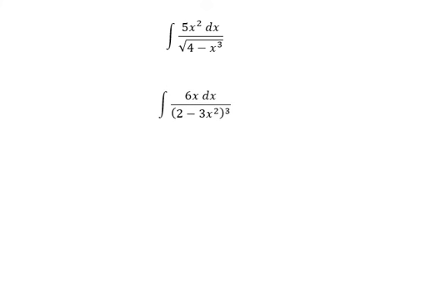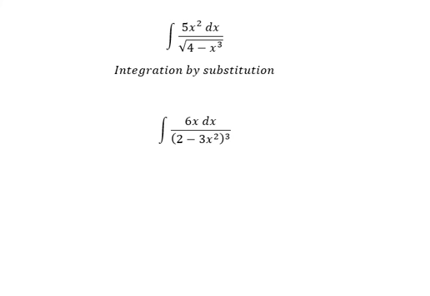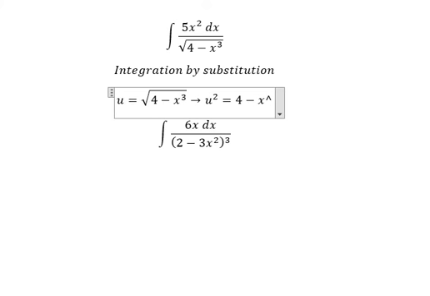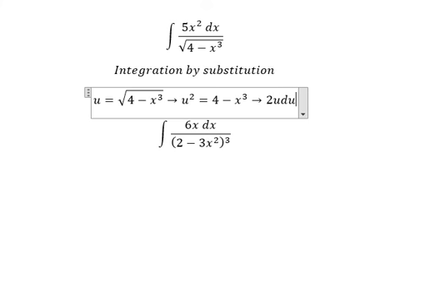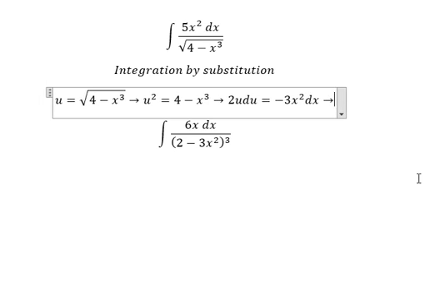We need to use integration by substitution. So we need to put u equals the square root of 4 minus s to the power of 3. So we square both sides, and you get 4 minus s to the power of 3. Later we take the derivative on both sides, and you get 2u du equals negative 3s squared ds.